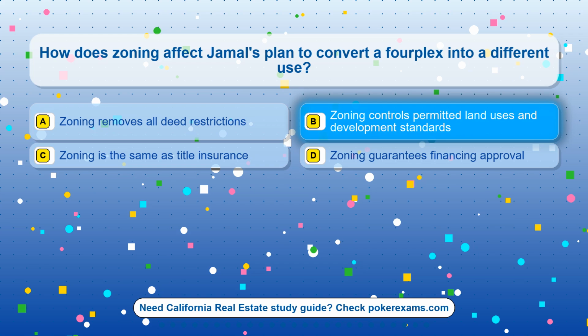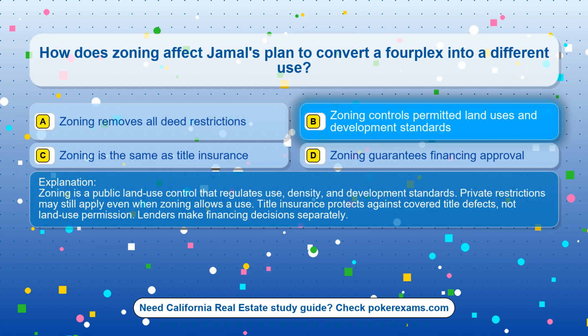The correct answer is option B. Zoning controls permitted land uses and development standards. Zoning is a public land-use control that regulates use, density, and development standards. Private restrictions may still apply even when zoning allows a use. Title insurance protects against covered title defects, not land-use permission. Lenders make financing decisions separately.